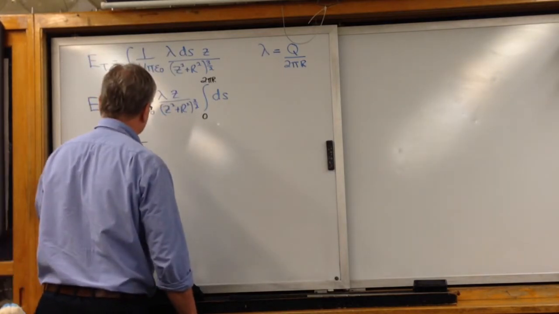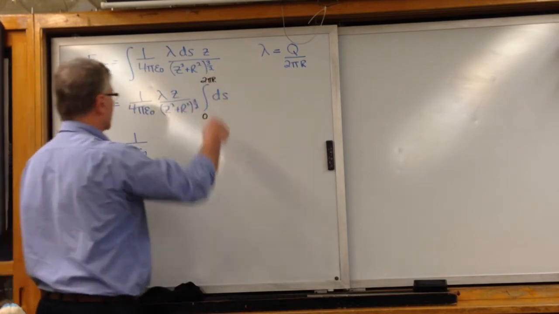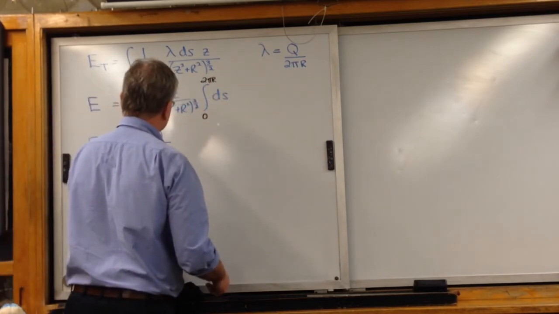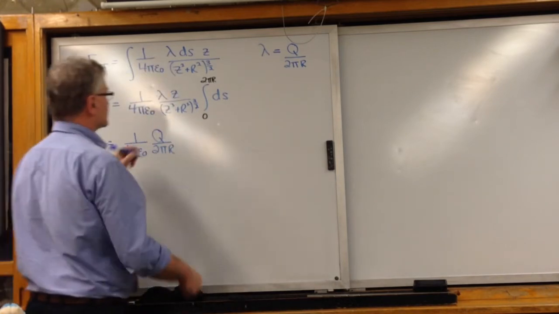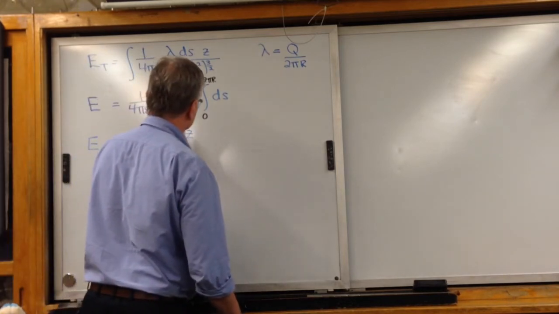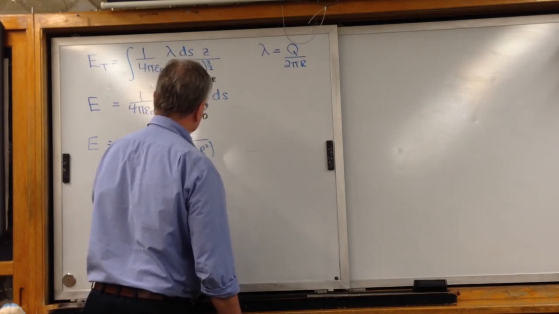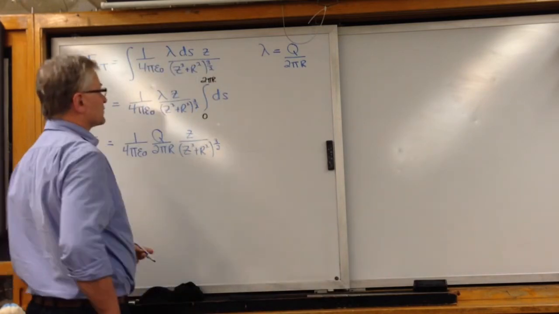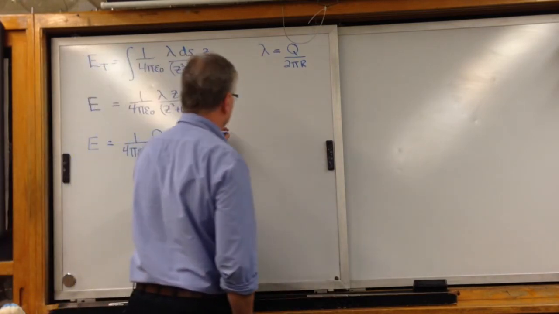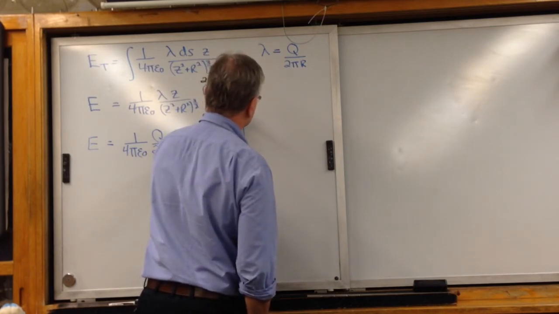So I've got 1 over 4 pi EO, and instead of writing lambda, I'm going to write Q divided by 2 pi big R. All right, that leaves us a z up in the top, divided by z squared plus r squared to the 3/2. Now when we integrate ds, integral ds is obviously just plain old s. And once again, our boundaries go from 0 to 2 pi r.